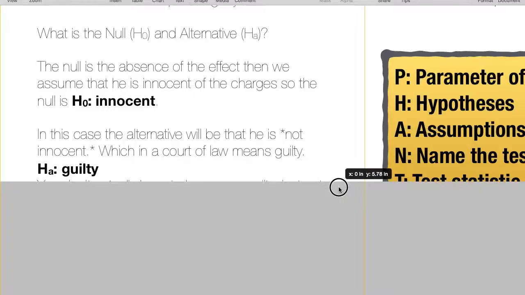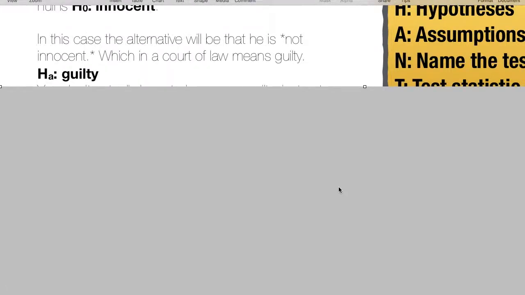Just in the opposite side of that, we assume that he is not innocent. Or you could write guilty, since they mean effectively the same thing, but in math we would write not equal to, and in the first part it would be equal. So that's kind of why I put in this, right here, it's not innocent.